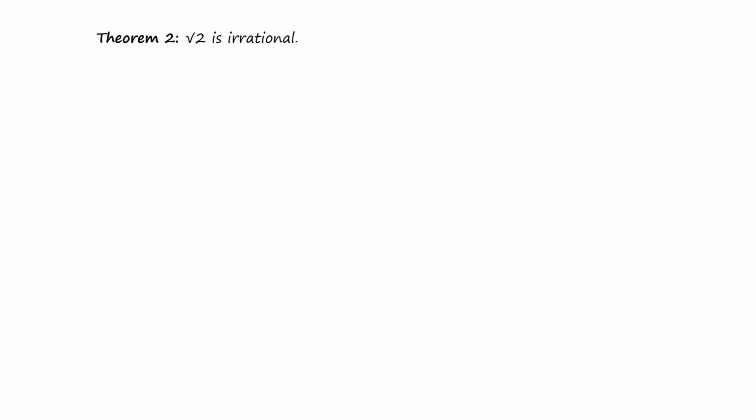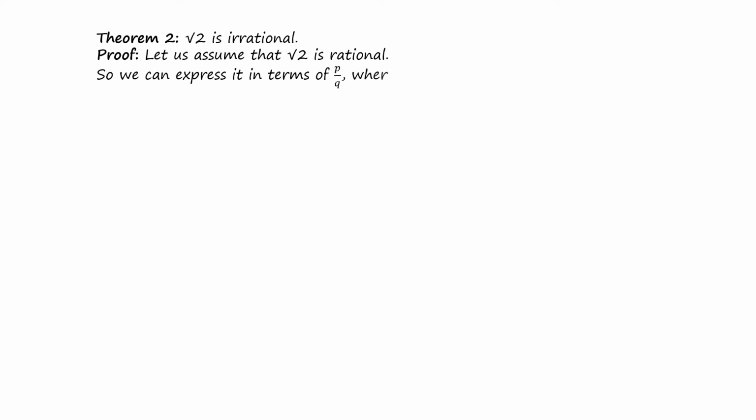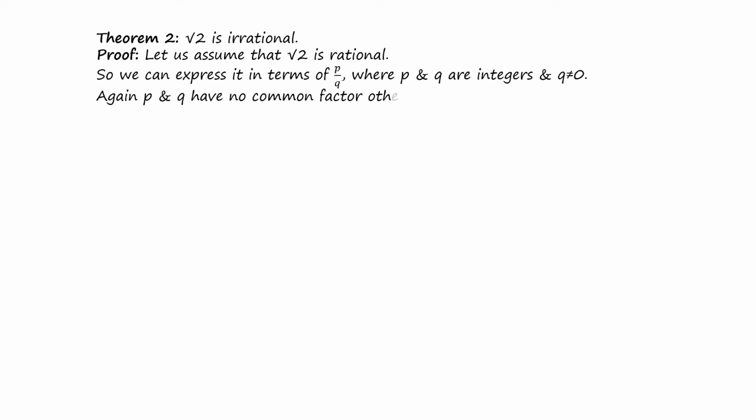Let's see another theorem. Theorem 2. √2 is irrational. To prove it, let us assume that √2 is a rational number. So we can express √2 in terms of p by q, where p and q are integers and q not equal to 0. Again, p and q should not have any common factor other than 1. So √2 equals p by q, where p and q are co-prime integers.